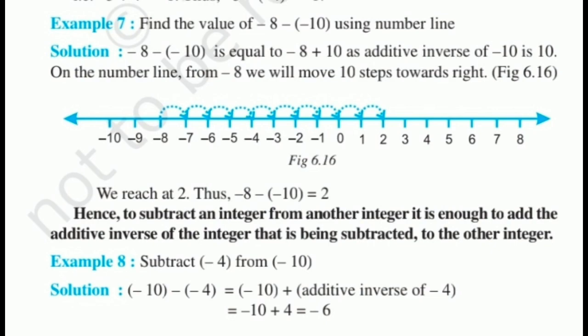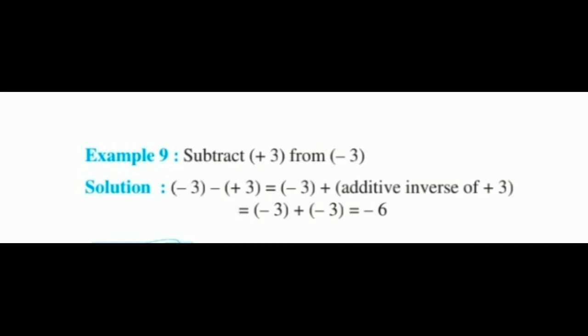Subtract plus 3 from minus 3. Minus 3 minus plus 3. So minus 3 plus the additive inverse of plus 3, which is minus 3, gives minus 3 minus 3. The answer will be minus 6.